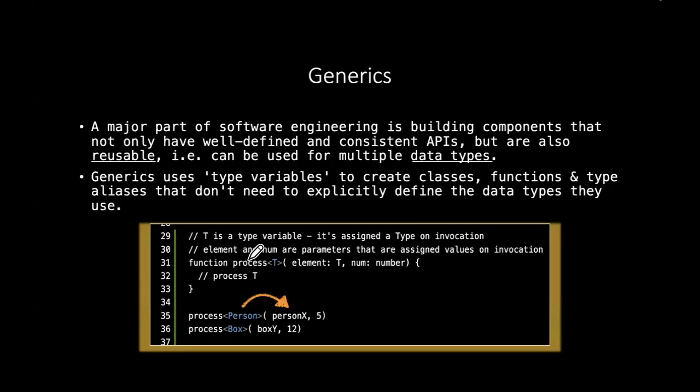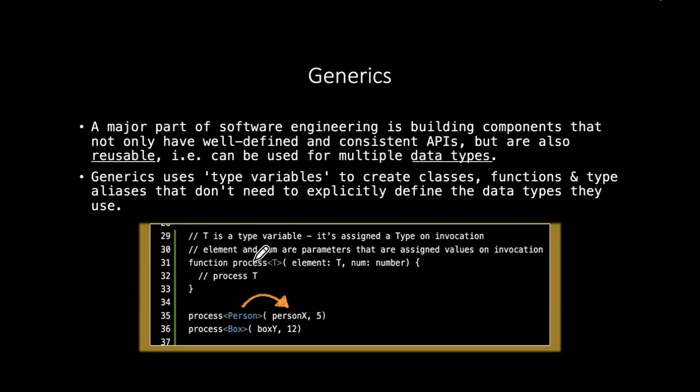So I've got a function here with a terrible name called process. This function takes two parameters, it looks like. The second parameter is of type number. That's okay. The first parameter is of type T, and T also appears over here. And we don't care about the body of the function.